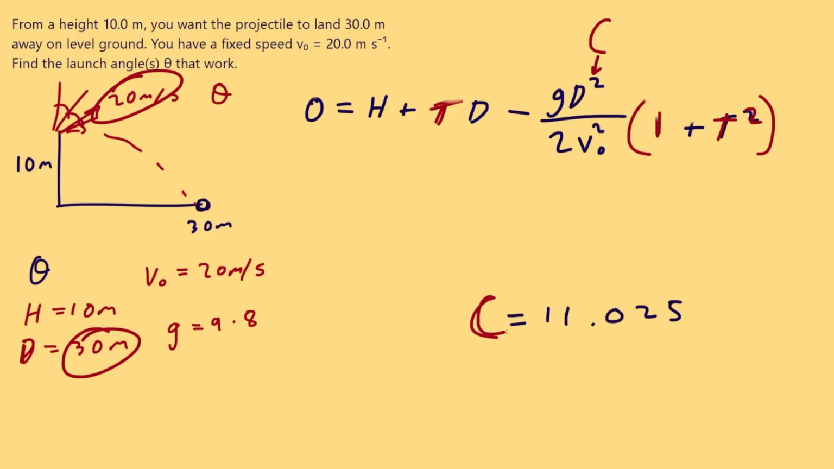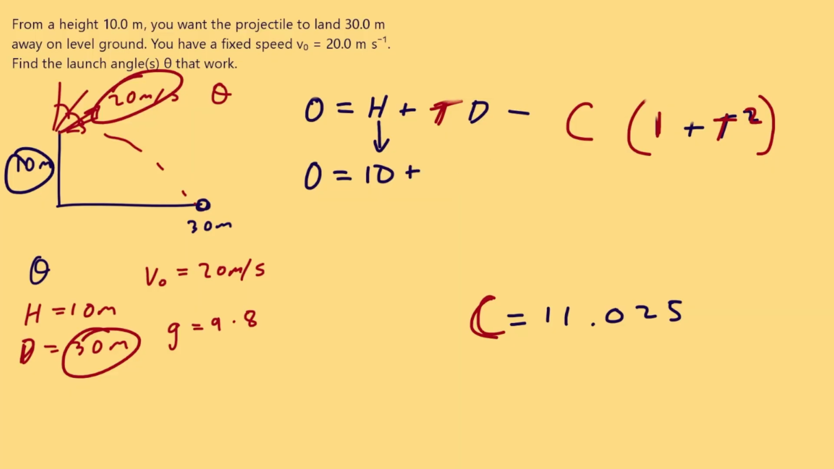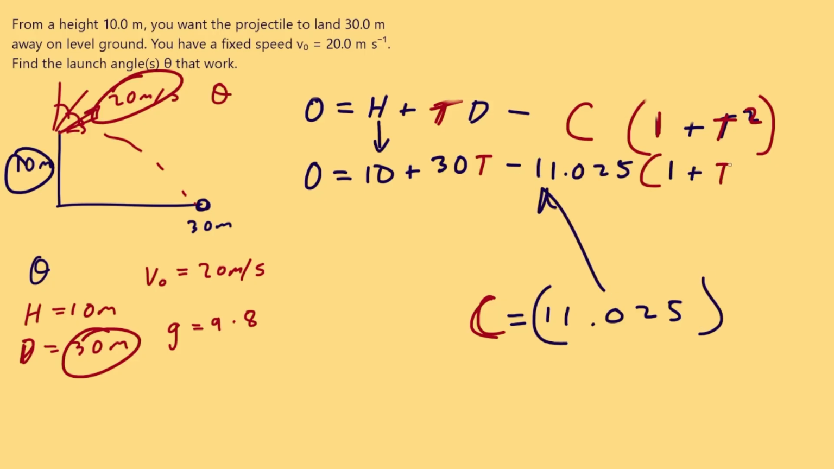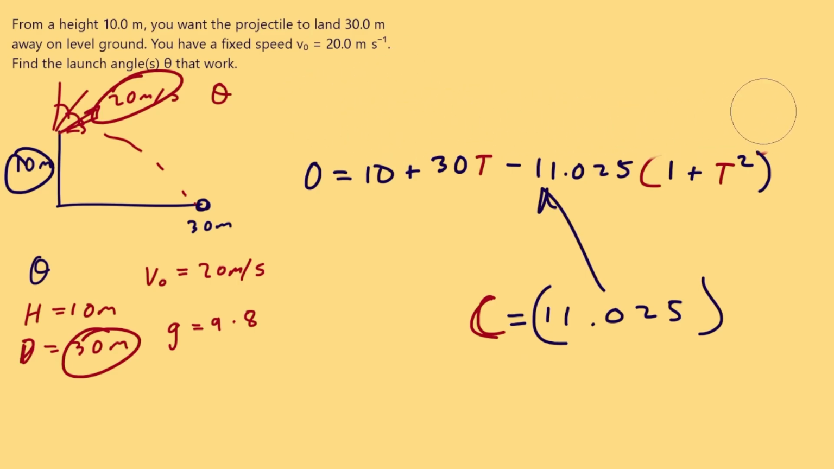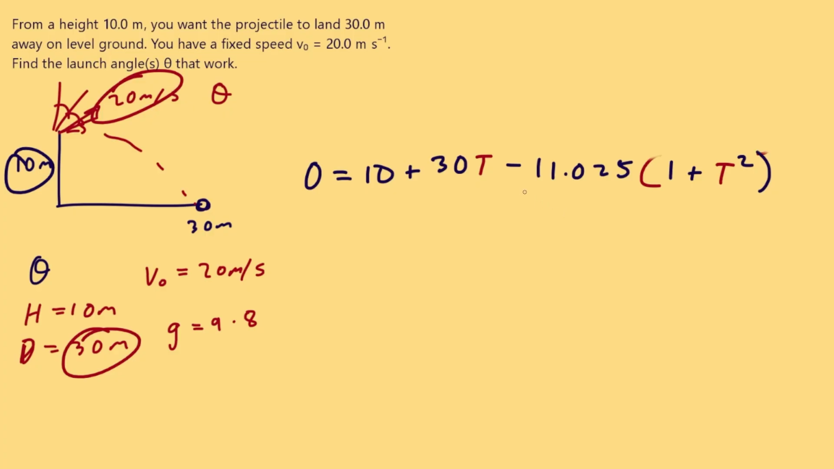Why did I do that? It just makes our equation and final solve process a bit easier. So we can go and write that here. Let's plug in the rest of our values as well. Height is 10 meters plus distance, which is 30 meters times t, minus C, which is 11.025, times 1 plus t squared. If you notice, it's starting to look like a quadratic. Go ahead and expand this term here. You get 11.025 minus 11.025 t squared.